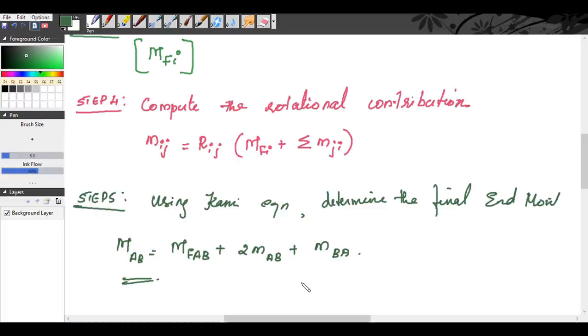So this is the procedure for analyzing an indeterminate structure using Kani's method. In the next class, we will solve problems using Kani's method.